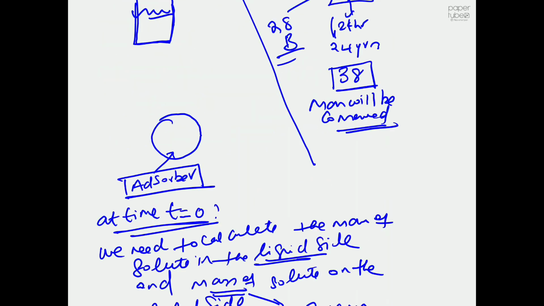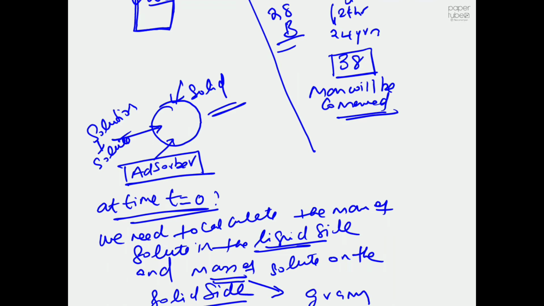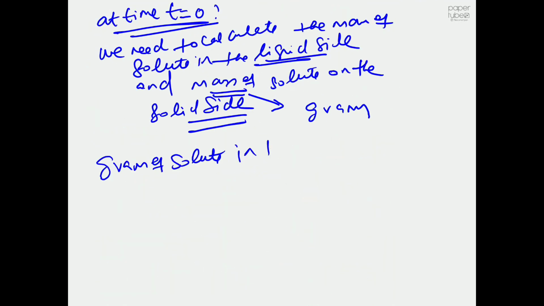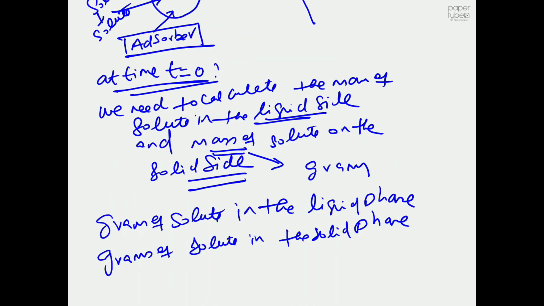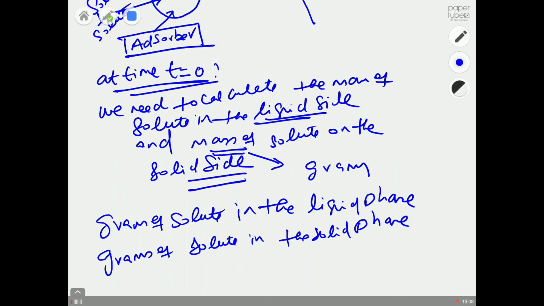So we know adsorption is like you pass a solution that contains your solute, and then you adsorb them using a solid material. So at time t equal to 0, you have to tell me grams of solute in the liquid phase and grams of solute in the solid phase. It's going to take a bit of time to solve this problem.